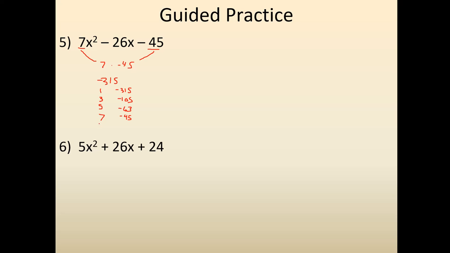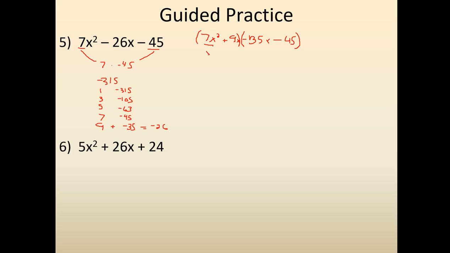8's not a factor, but 9 is a factor. And right there we can actually stop and realize that we have our answer, because if I add 9 and negative 35, I get negative 26. Alright, so now what I'm going to do is rewrite the equation, 7x squared plus 9x minus 35x minus 45. Group the first two terms, group the last two terms.